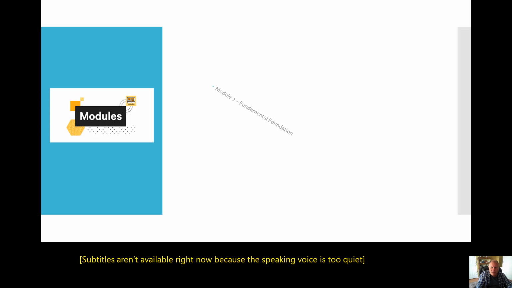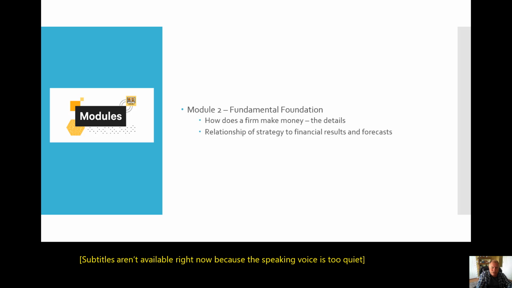Fundamental foundations, the basics. How does a firm make money? The details. This is really hard and not as easy as it seems. Relationship of strategy to financial results and forecasts.